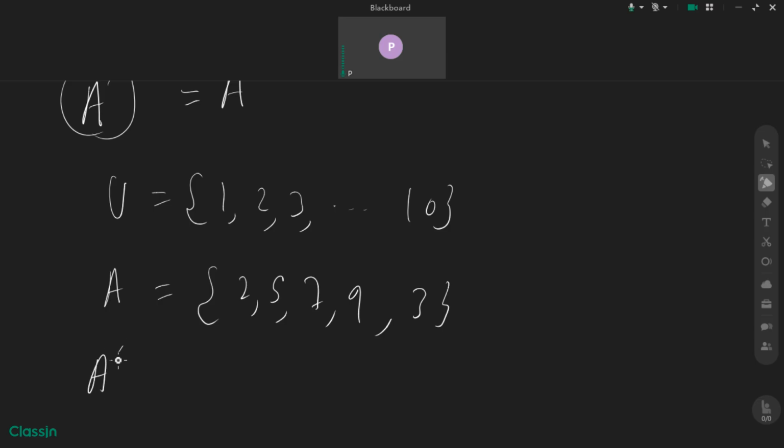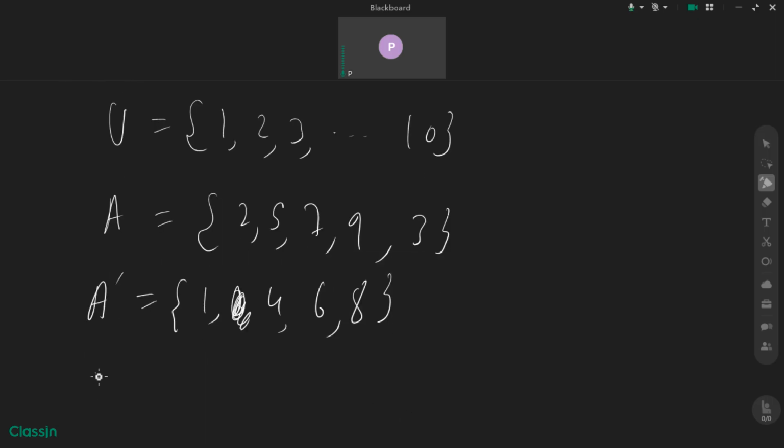Now if I find A complement, simply it will be first 1, 2 is here, 5, then 3, it will be 4, it will be 6, it will be 8. No, 3 is already present. So 1, 4, 6, 8. Now if I find A complement whole complement, I have to take its complement. Already I know A complement is this.